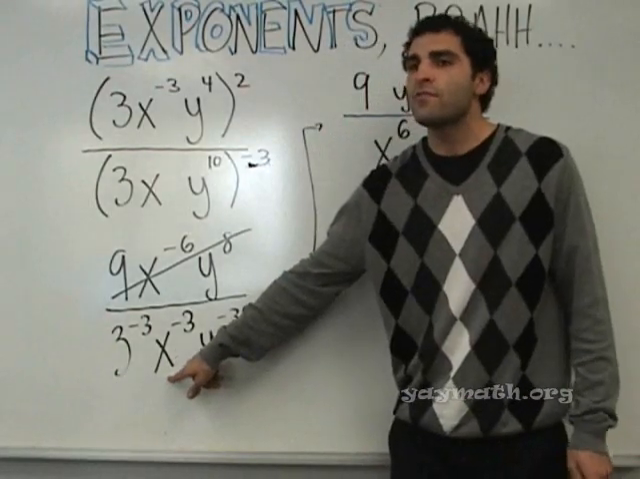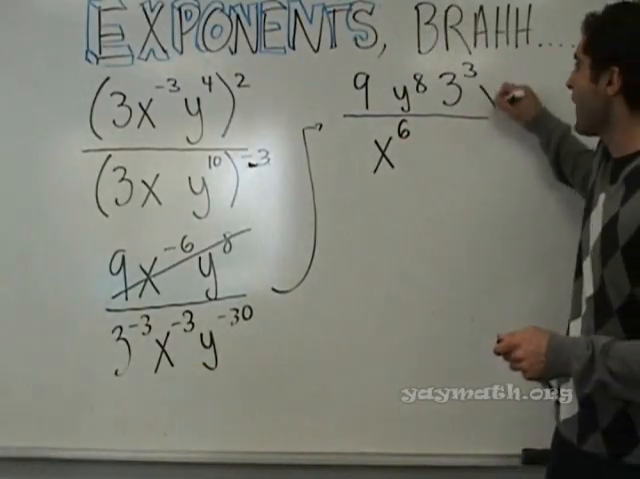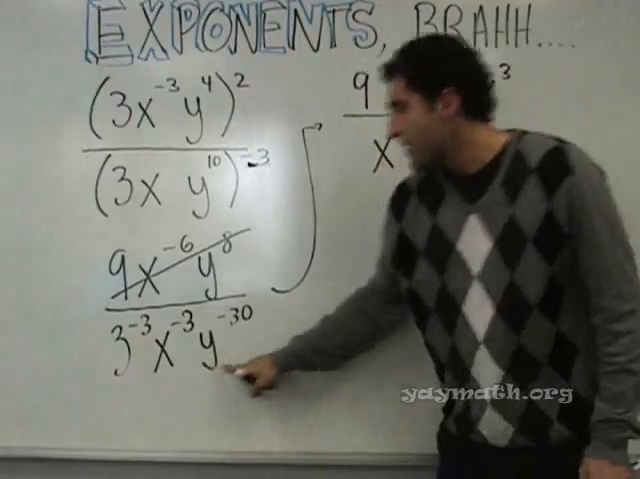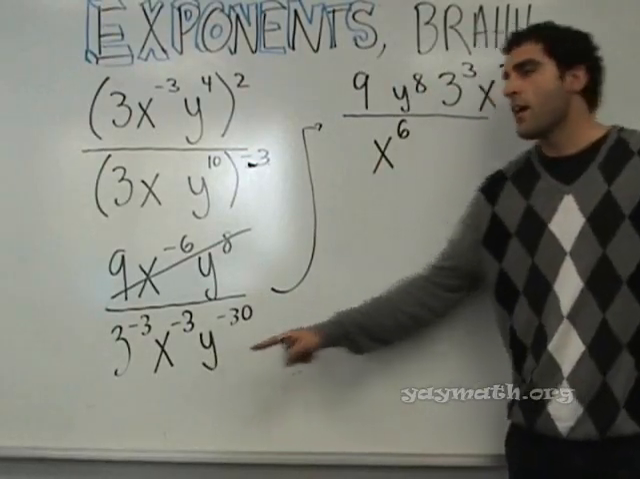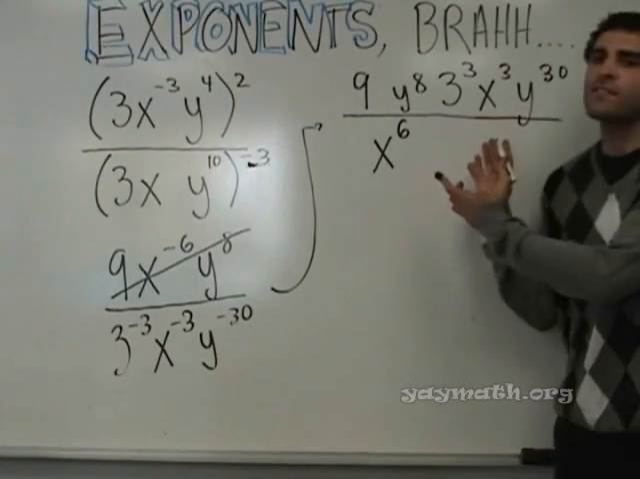Does this stay or move? Move where? And becomes what? X to the third, so that's done. Stay or move? Move, becomes Y to the 30. Okay, now hopefully this is more manageable.